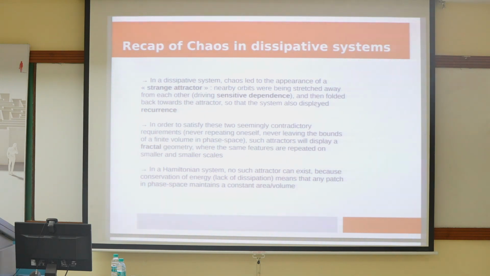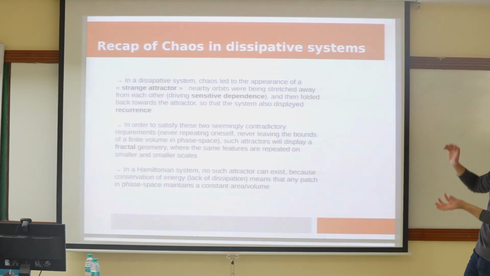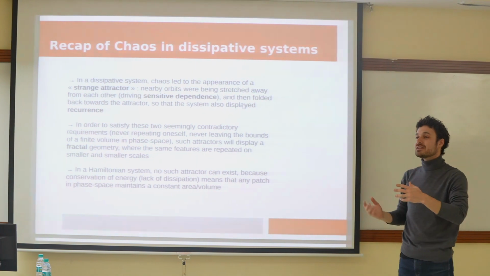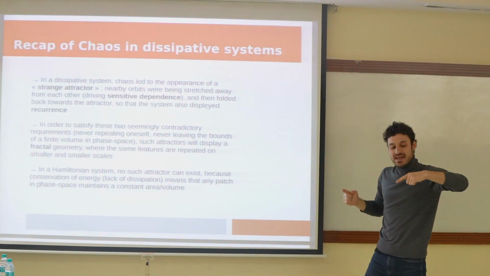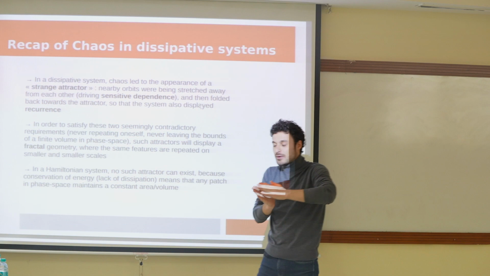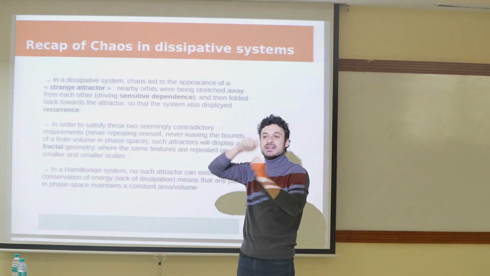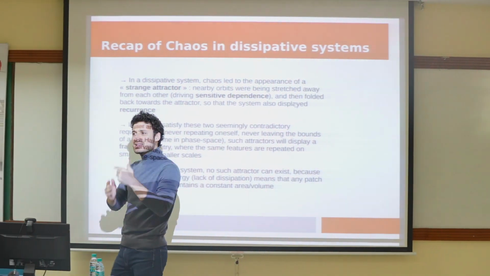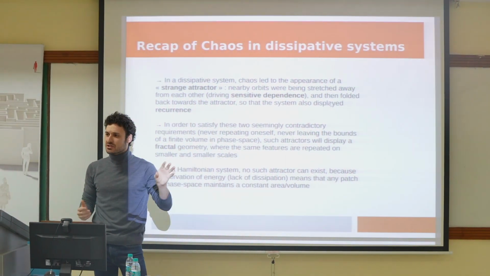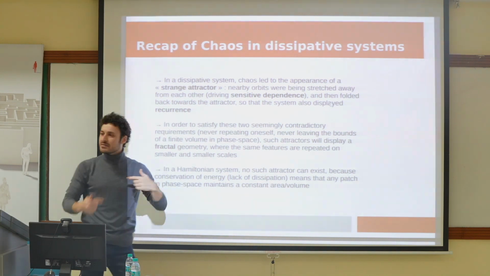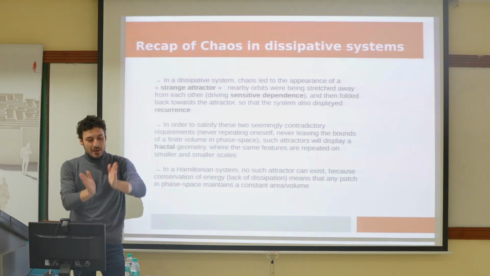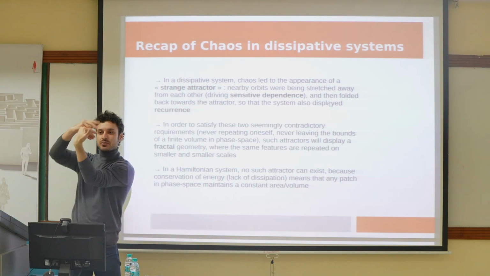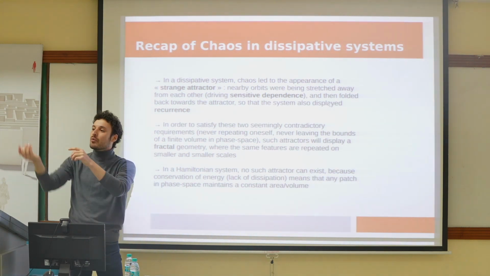First of all, as you recall, in a dissipative system, the attractor of the system had this weird geometry. It was a strange attractor, which essentially meant that nearby orbits would diverge because the attractor had very unpredictable orbits. That was translating this notion of sensitive dependence on initial conditions that has been one of the motifs of chaos.